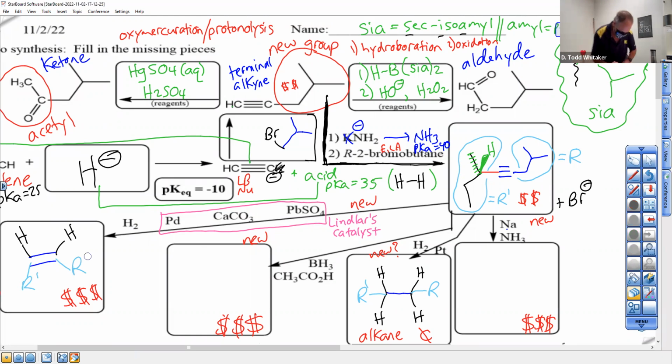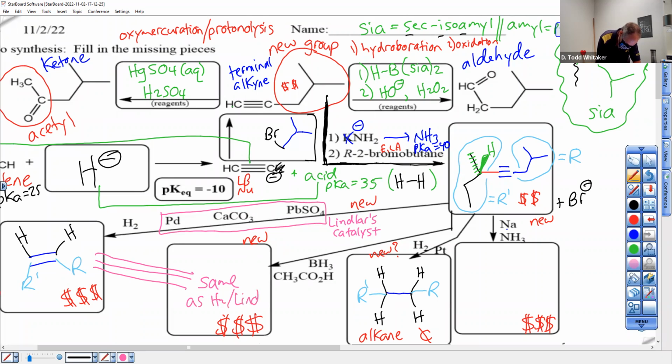And I want you to know right away that the BH3 with acetic acid gives the exact same result. You don't have to draw it. Same as H2 Lindlar reaction. Okay? So we have two ways of making cis alkenes.